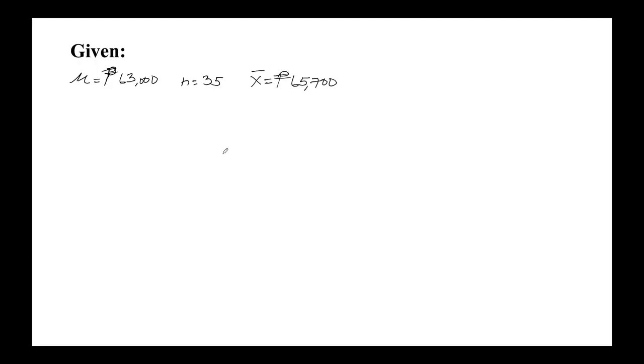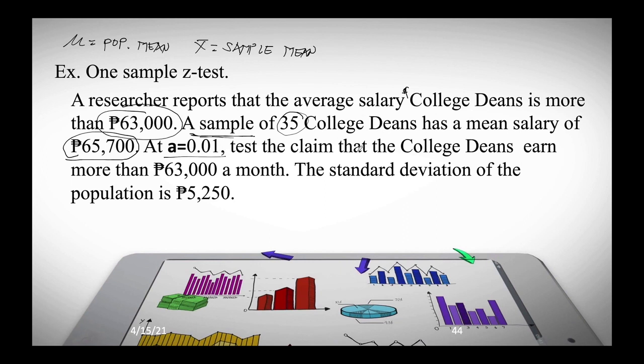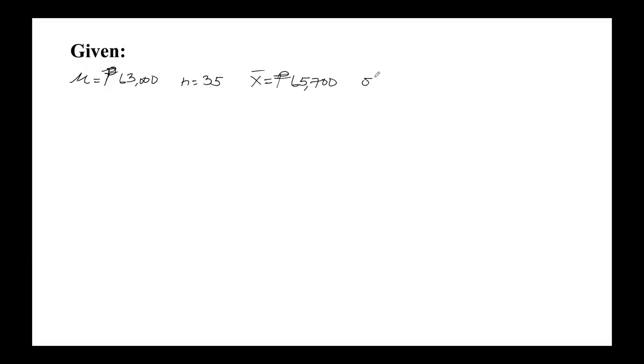Let's write it on the next steps. Test the claim that the college deans earn more than 63,000 a month. And the standard deviation, ito na po yun, inulit lang, no? The standard deviation of the population is 5,250. Take note guys, population. So this will be small sigma, no? And 5,250. Let's write it here. So sigma, 5,250.